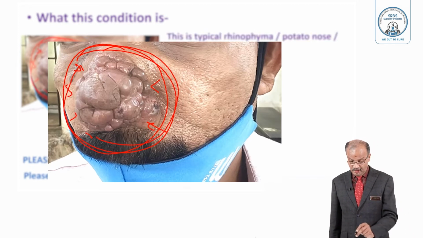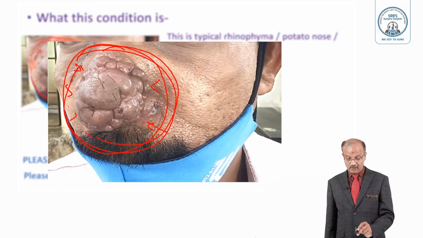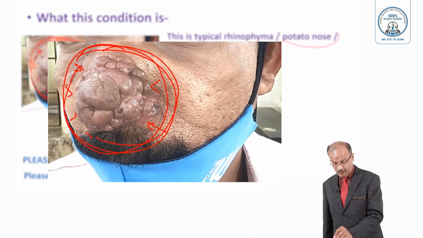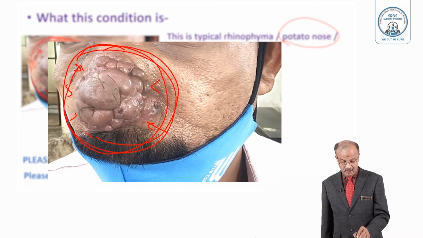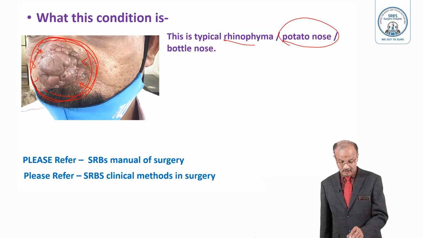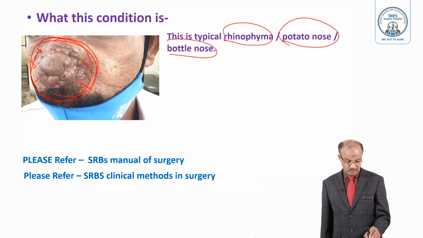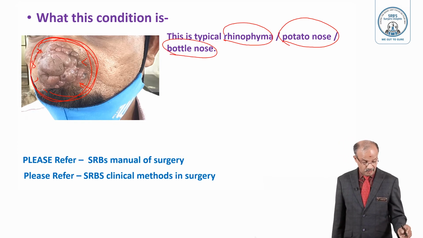Remember, typical rhinophyma, potato nose or bottle nose are the different names. Very popular name is potato nose. Actually, the technical name is rhinophyma. Often it is called bottle nose. All these are different names. Potato nose and potato tumor are different. Remember, this is the potato nose.